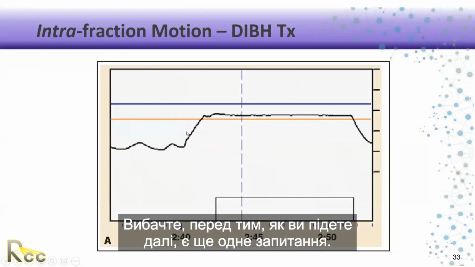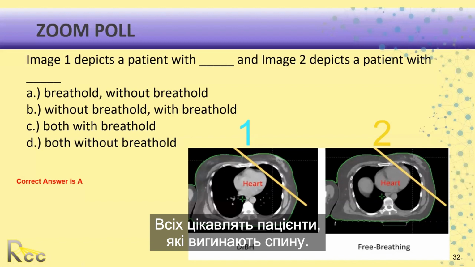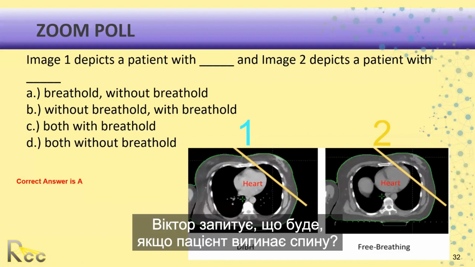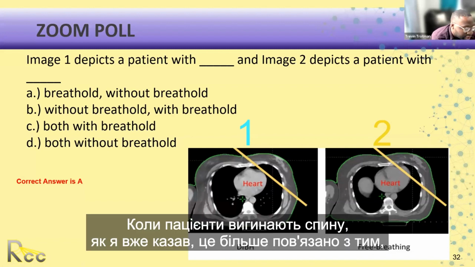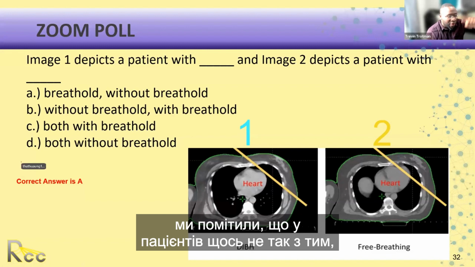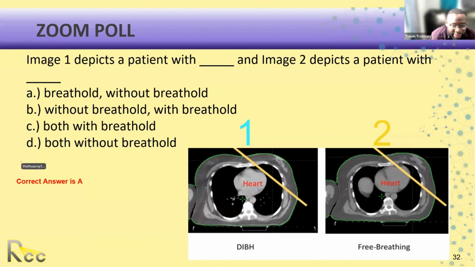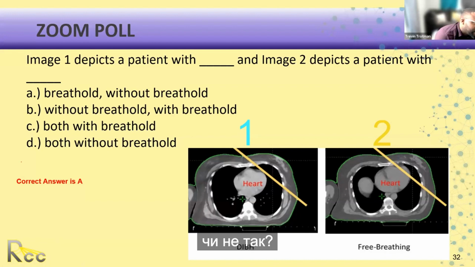Perfect. Sorry, just before you go next, there's been one more question. Everyone's quite interested in the patients that arch their back. Victor's asking, what's the implication if a patient arches their back? When the patient arches their back, like I said, it's more related to when you do your treatment breaths. You'll notice it during the troubleshooting process, when something's off with them getting to their trace. In terms of implication, it will be more so related to the trace.